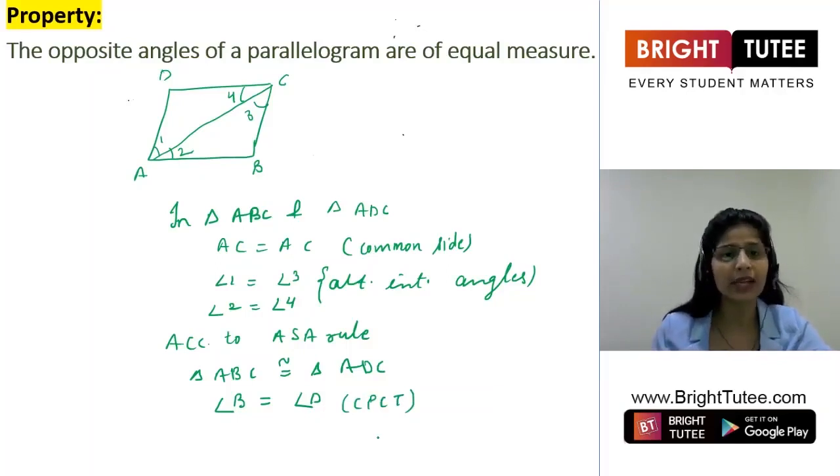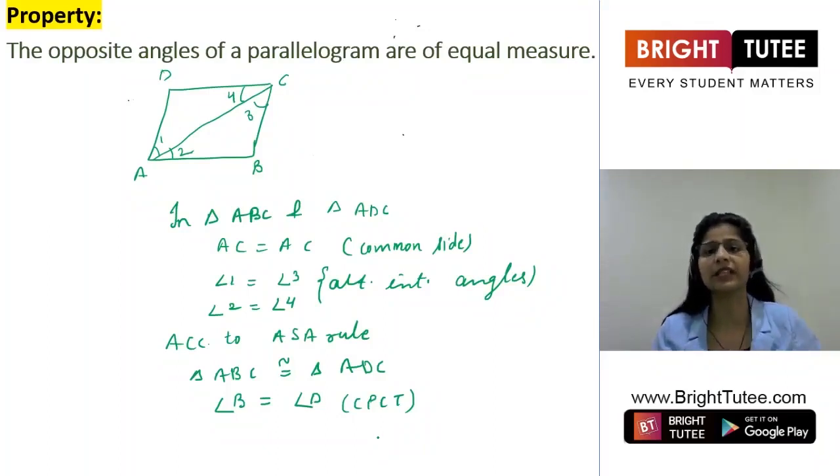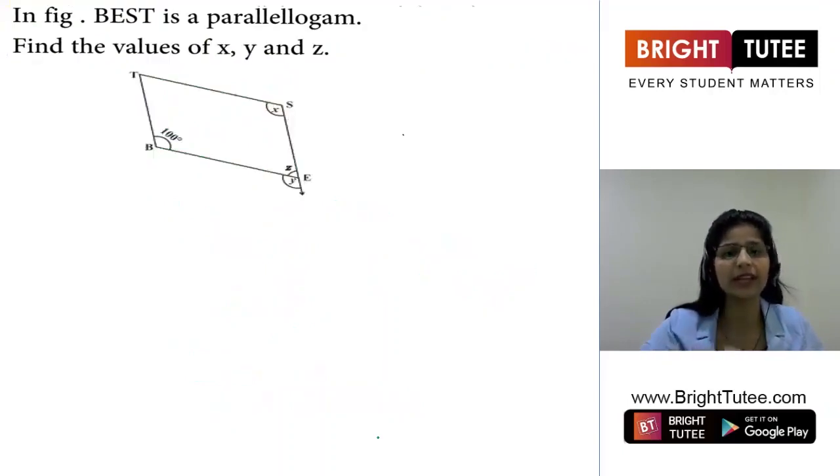Clear? So there can be many questions made on the same property, and we can use the property of sides being equal, angles being equal to prove or to solve the questions. Right? Let us practice one question based on this. So here is the question, and it says that in this figure BEST, BEST is a parallelogram.